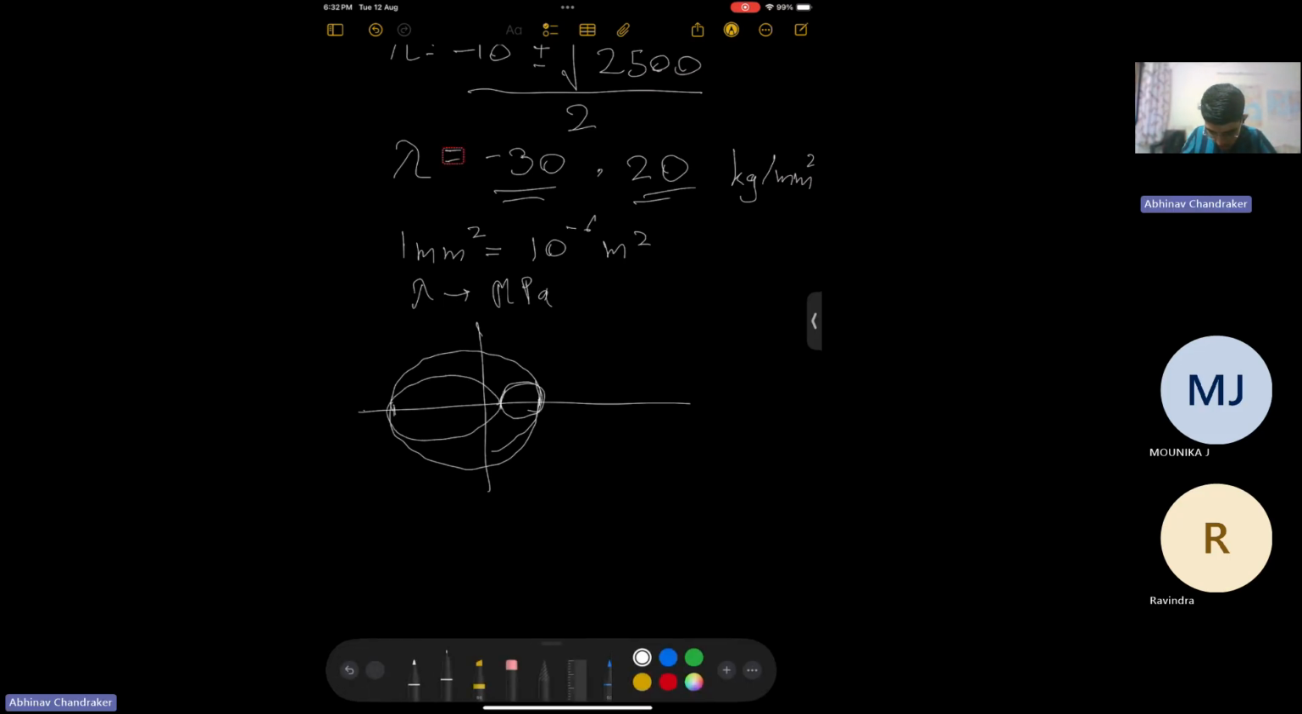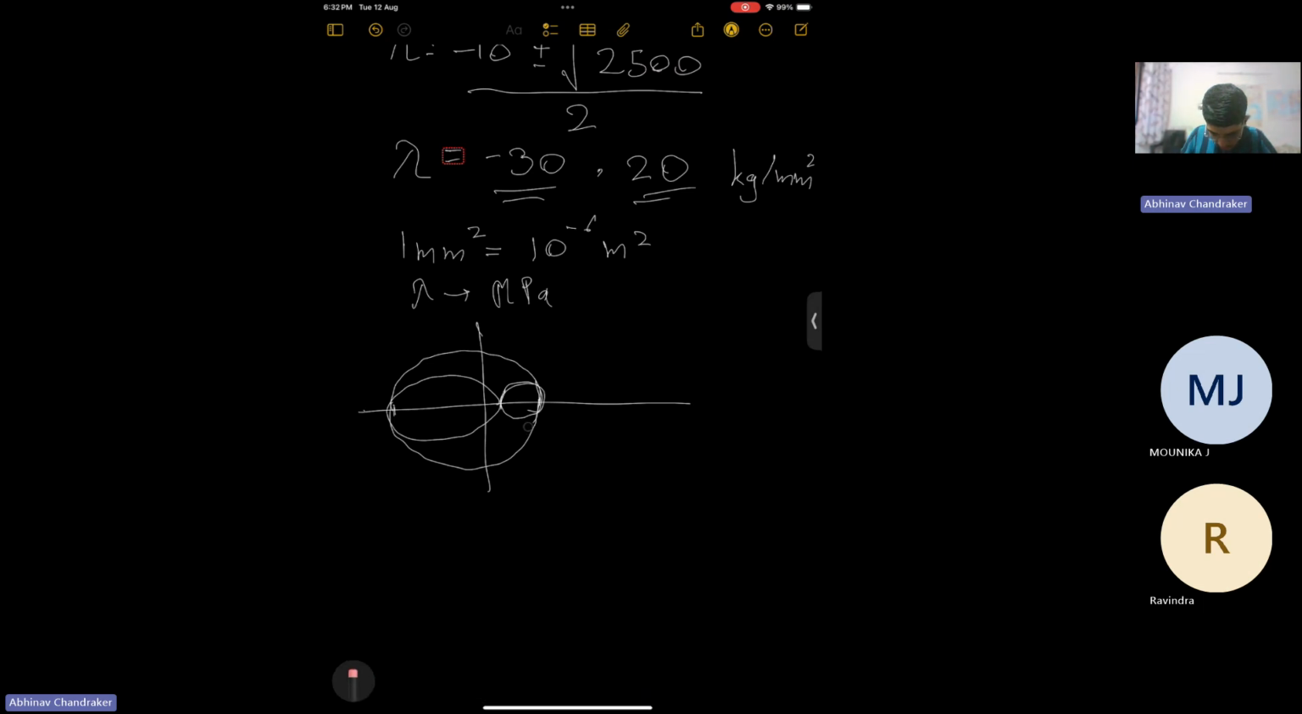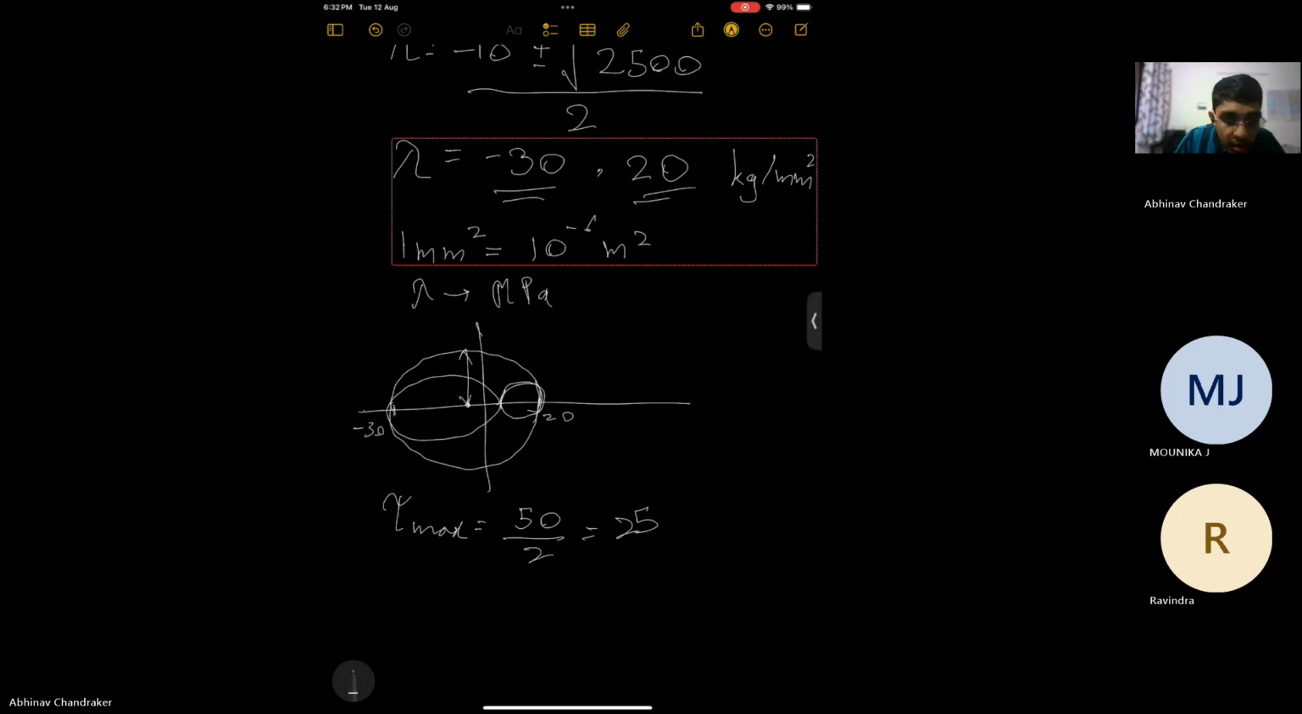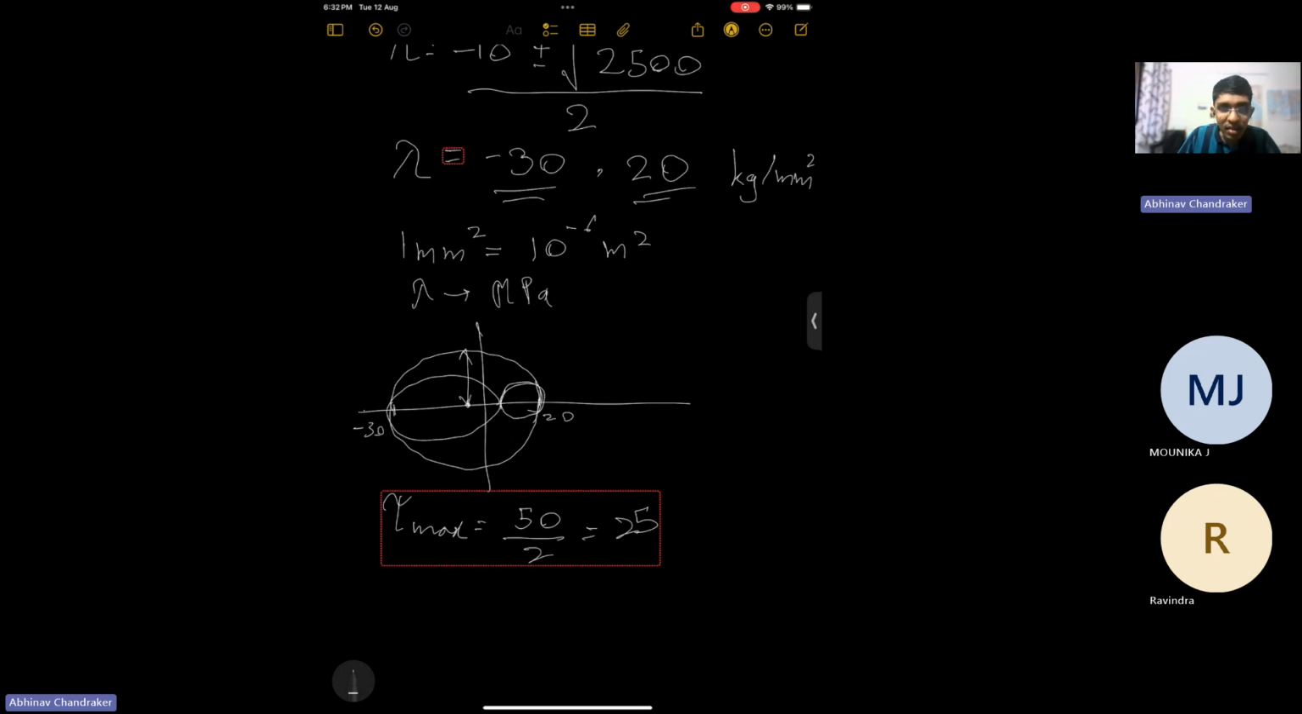Sorry, my drawing is not good here, but these are all circles. Just assume. It's 20 minus 30. So the maximum shear stress will be the radius of this. Tau max will be equal to the radius. So that will be 50 by 2, diameter by 2, equal to 25. Here it says 26 to 27. This answer is wrong. It should be 25 exactly.